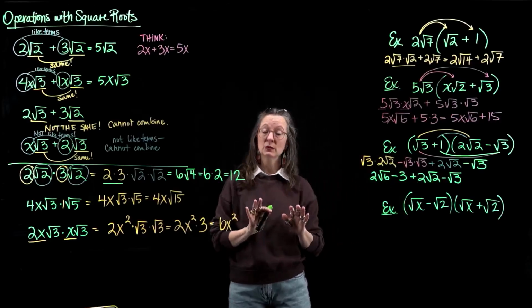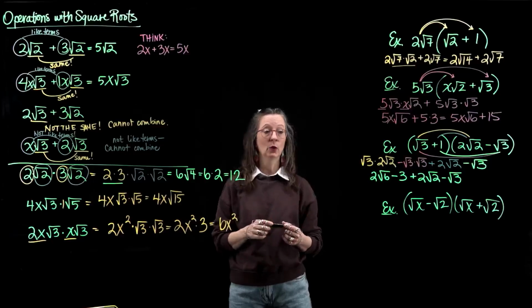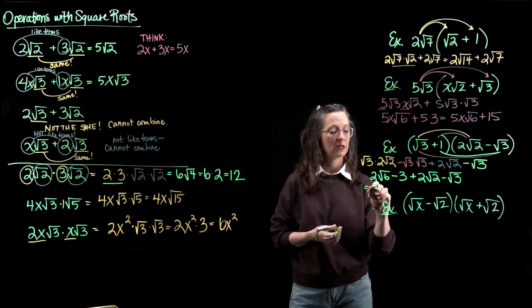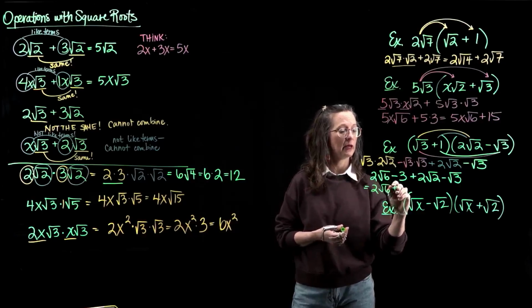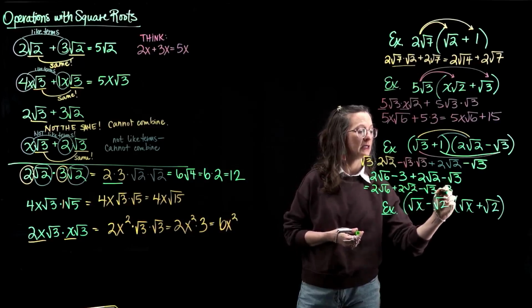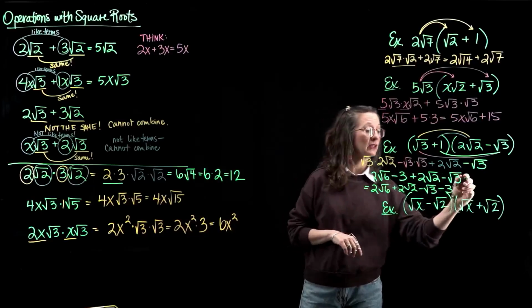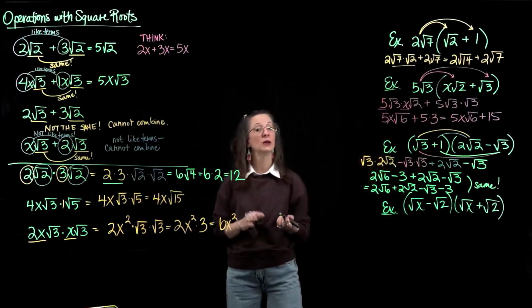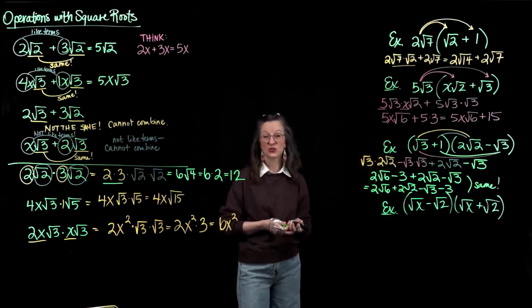Remember, addition and subtraction can be written in a different order. So if you were to write it as, say, 2 square root of 6 plus 2 square root of 2 minus square root of 3 minus 3, this is totally the same. Addition and subtraction can be written in either order, and it's totally fine.